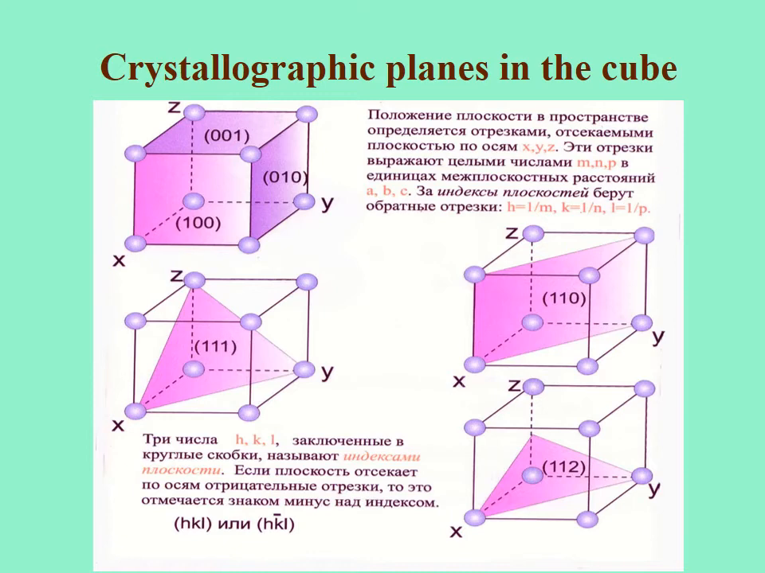Thus, the symbols of the coordinate planes, regardless of the angles between the axes, will always be: X, O, Y, 0, 0, 1; Y, O, Z, 1, 0, 0; and X, O, Z, 0, 1, 0.